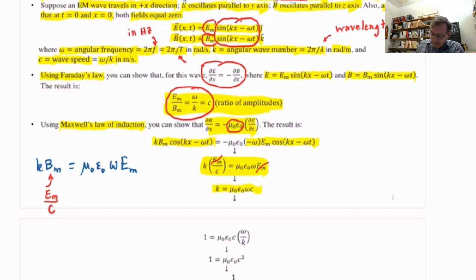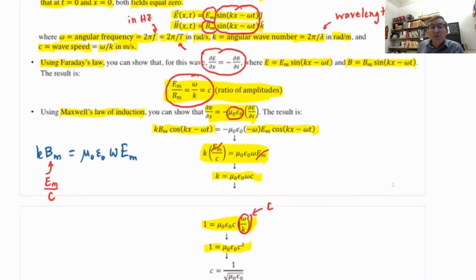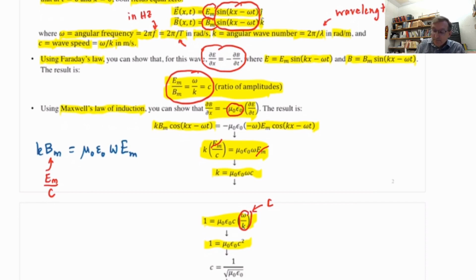Next, divide both sides by k. 1 equals mu0 epsilon 0 c omega over k. But omega over k, that combination, equals c. So now what I've got is 1 equals mu0 epsilon 0 c squared. I'm being very careful about how I reveal these things. So solve that equation for c. c equals 1 over the square root of mu0 epsilon 0.